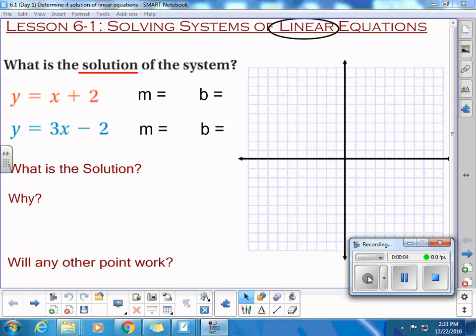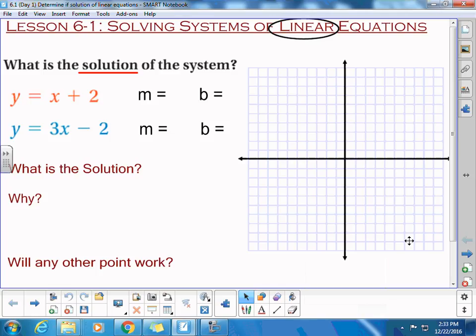Solving systems of linear equations is chapter 6. What makes a solution to a system? So let's look at these two equations, y equals x plus 2, and we'll graph them.